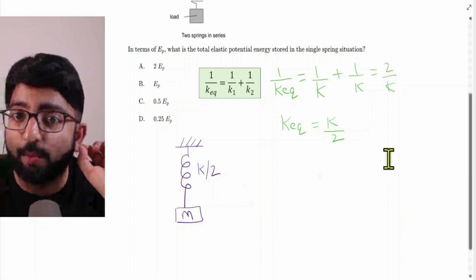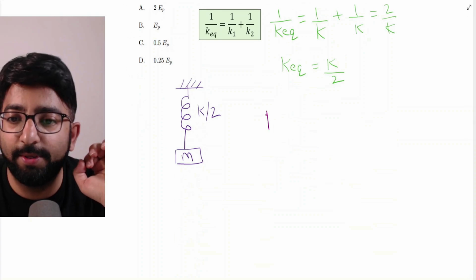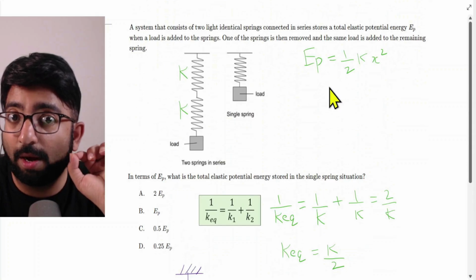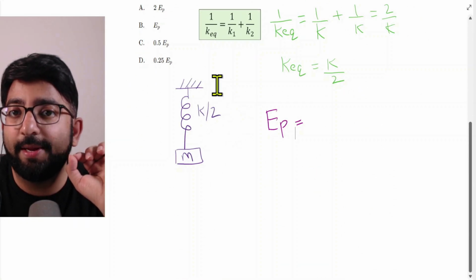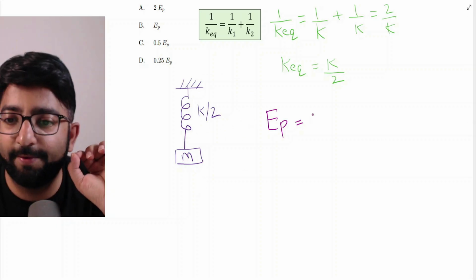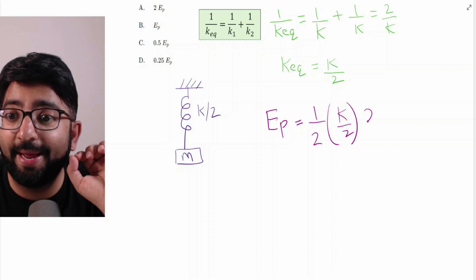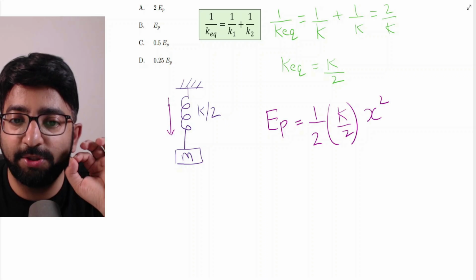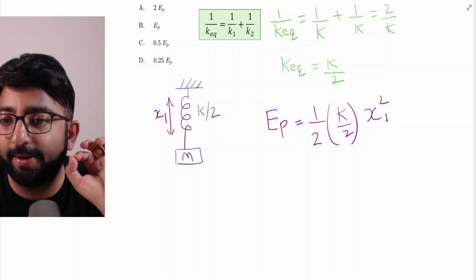Now, in the question, it was mentioned that the total energy stored is EP. So let's write down the EP will be equal to, now the formula for potential energy is half kx square. But we have figured out the equivalent spring constant is K by 2. So we will write down half into K by 2 multiplied by x square. Now, let's say in case number 1, the extension in the spring is, let's say, x1. So even in the formula, we will write x1.